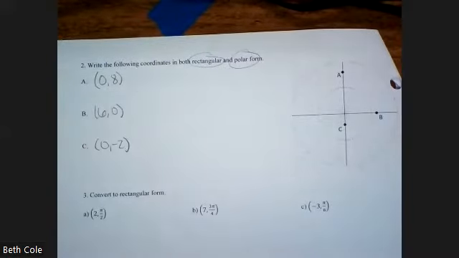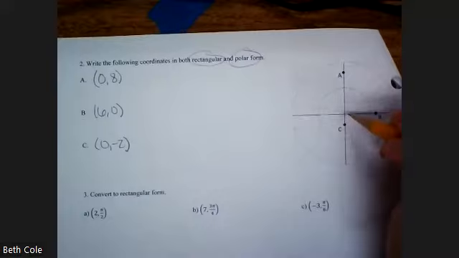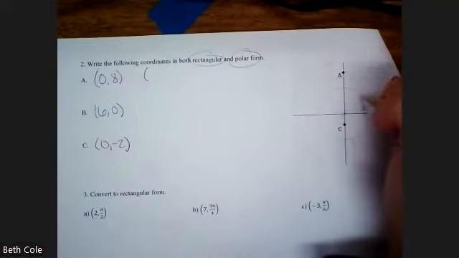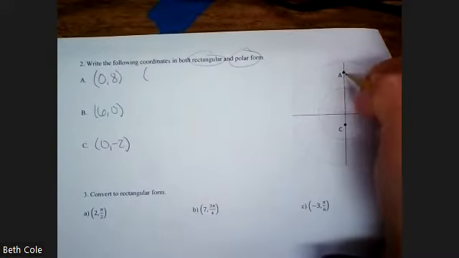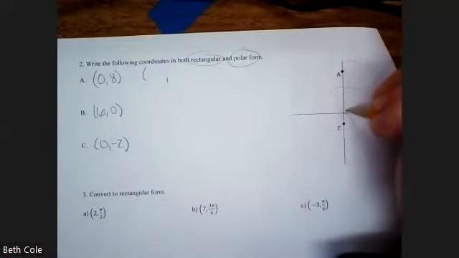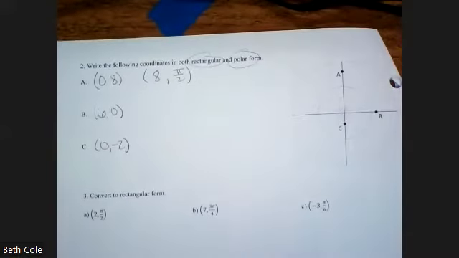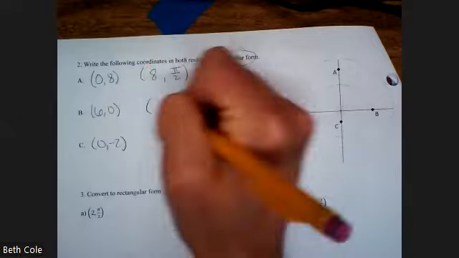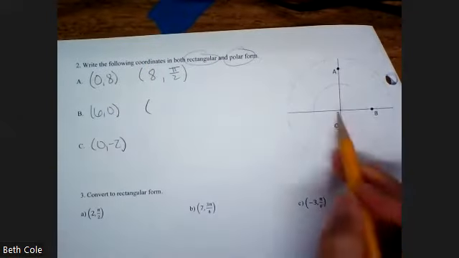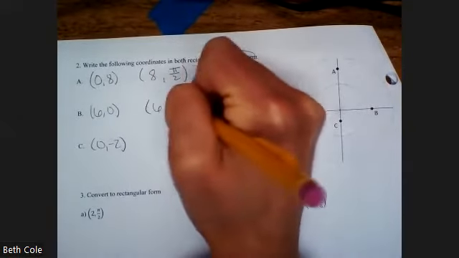Now, when you go to write them in polar, it's R, theta, which does annoy me because you have to rotate first and then go that amount. But decide how far you've rotated and then how far away from the pole you went. So for A, how far did we rotate to get there? It's pi over 2 and then 8 units away. So 8, pi over 2. How far did we rotate for B? Like nothing, right? And we're 6 units away. So 6, 0.